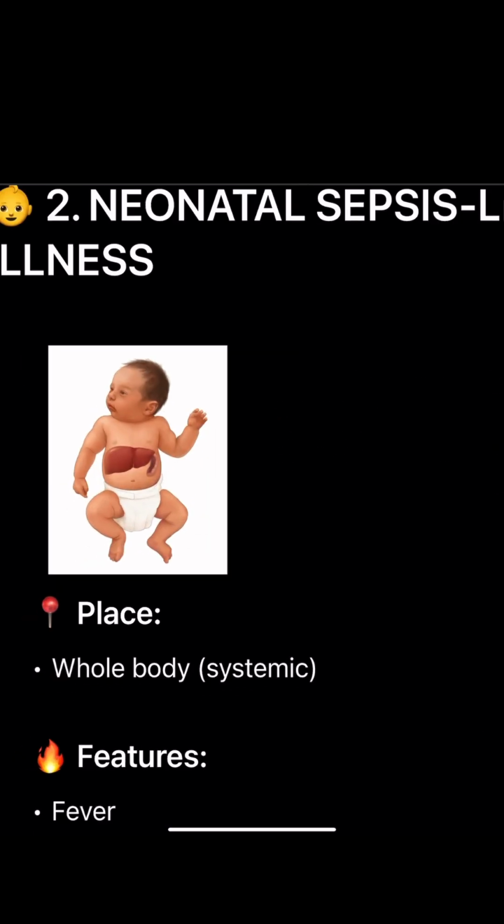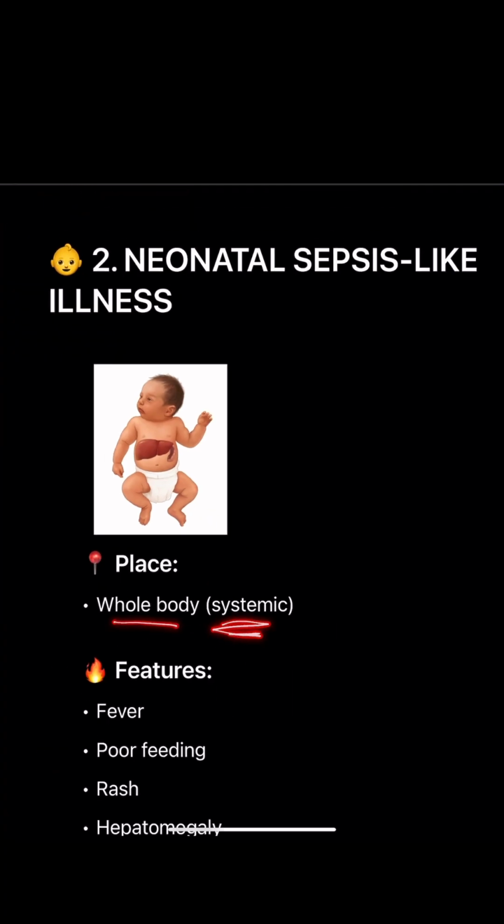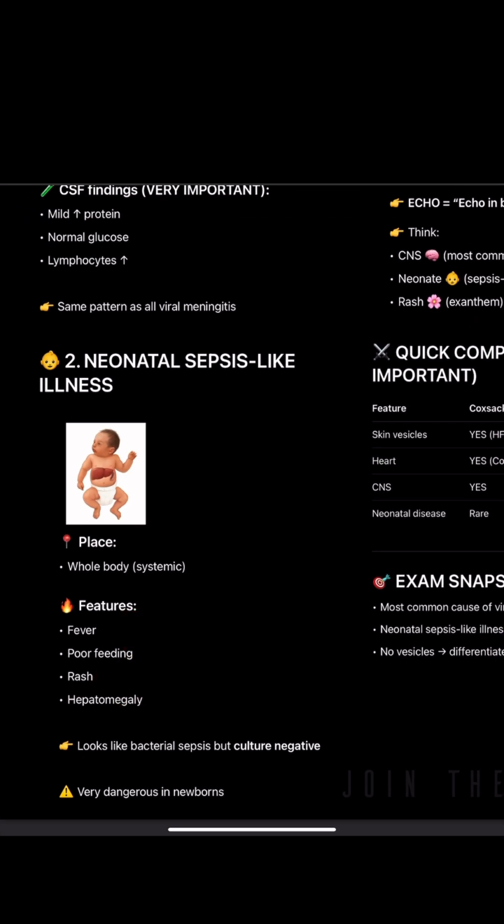Neonatal sepsis-like illness. Sepsis involves the whole body. Systemic disease features fever, poor feeding, rash, hepatomegaly. It looks like bacterial sepsis, but culture is negative, and it is very dangerous in newborns. Sepsis is infection in the entire body. And hepatomegaly, why does hepatomegaly occur? I don't know, I should mention that in comments.